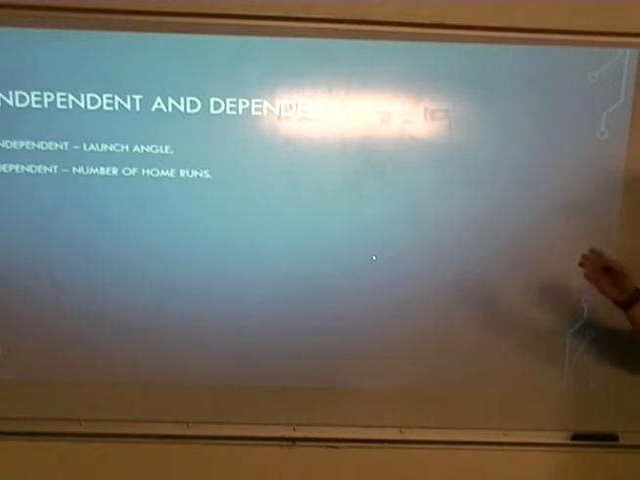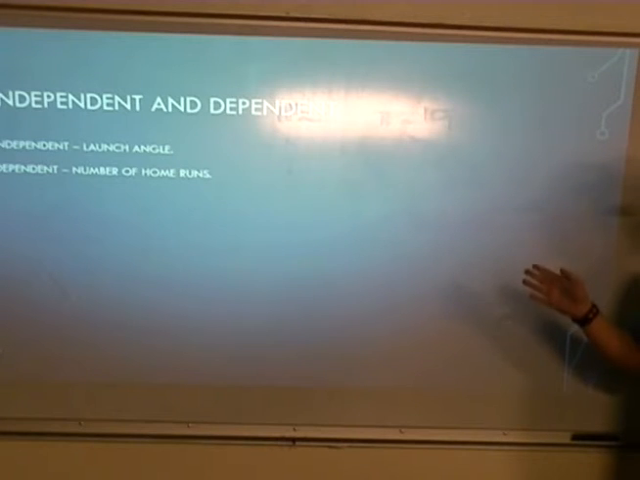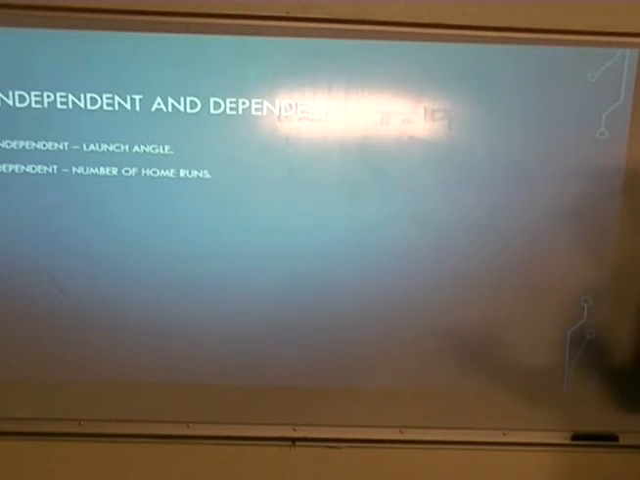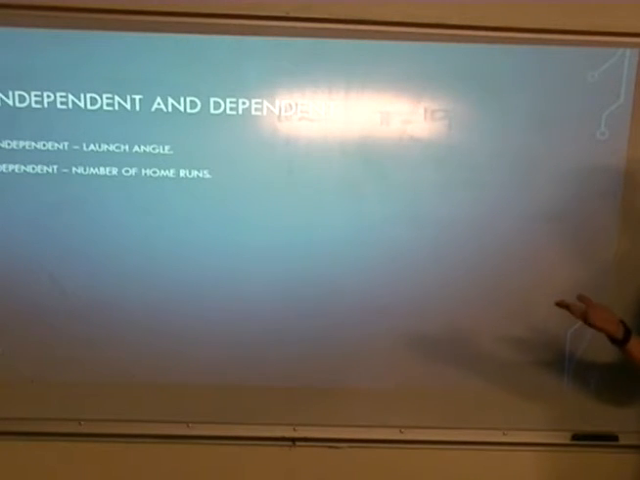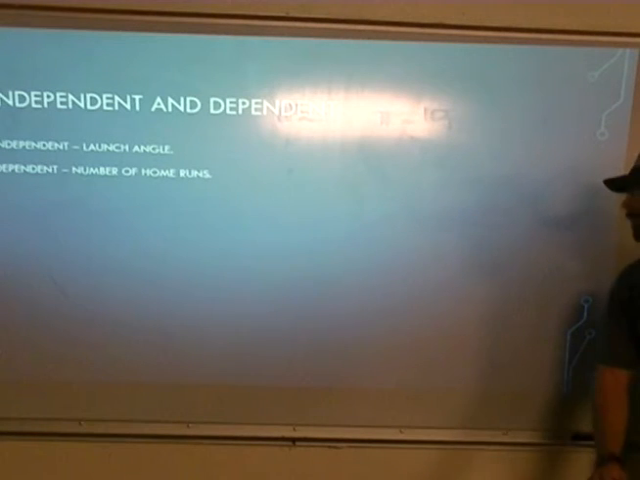The independent variable is launch angle. The dependent variable is number of home runs. So obviously launch angle is the independent variable, because whatever the launch angle is could be the reason why or why not you hit a home run.